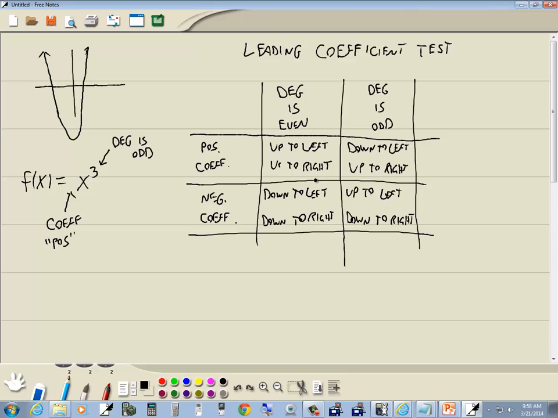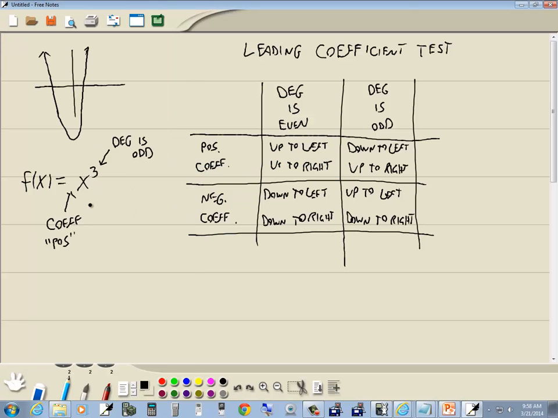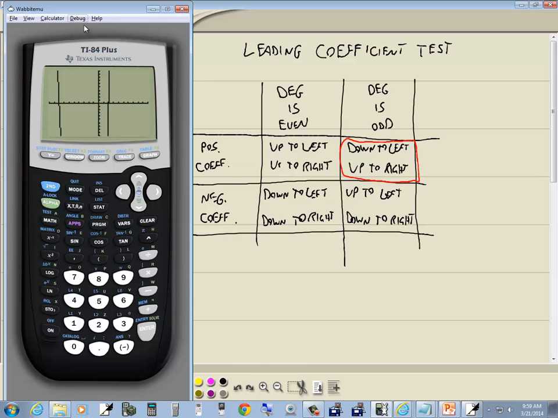So that's what you get in your college algebra class. Well, how does that relate to the TI-84 calculator? We said that this is our graph based upon what we saw over here. But we've got a problem. We said the coefficient's positive, degree is odd. Right here, a positive coefficient says it should be down to the left, up to the right. That doesn't look right. What that indicates to us is that there's more to the graph we're not seeing. So the leading coefficient test will give you an indicator that you're not seeing the true picture of the graph, that you need to do something.